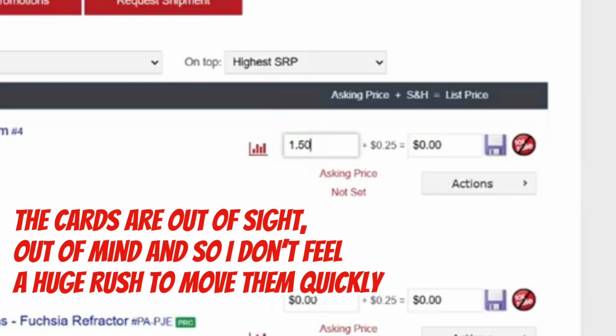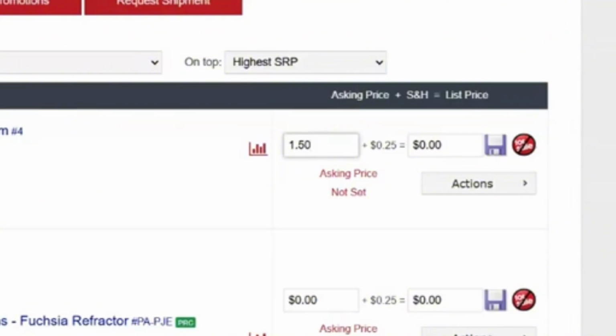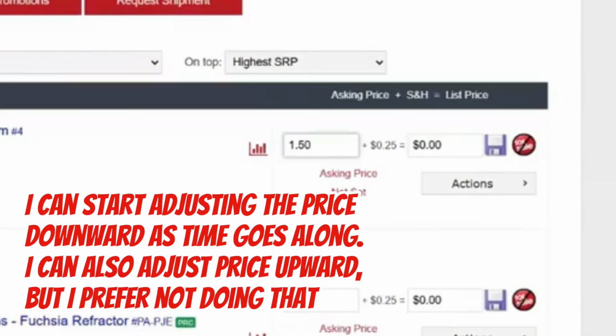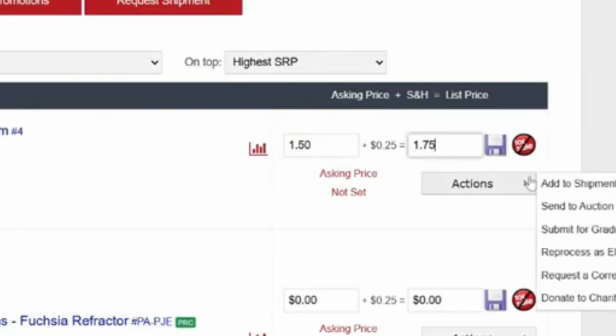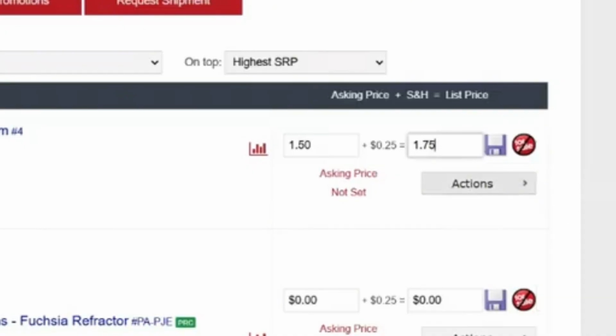But I am totally okay. They're vaulted. They're not in my possession. So I'm okay being at or slightly above, because these are cards that are going up for the very first time, right? So as time goes along, then we can talk about maybe slowly lowering the prices. But for now, I want to go a little bit above the lowest priced item. So I'm going to go at $1.50, and then it says, I guess here, plus 25. So $1.75. And then save. I'm going to save it.